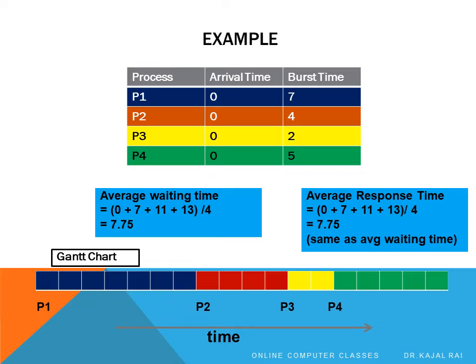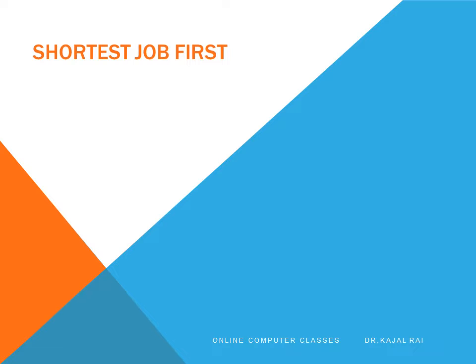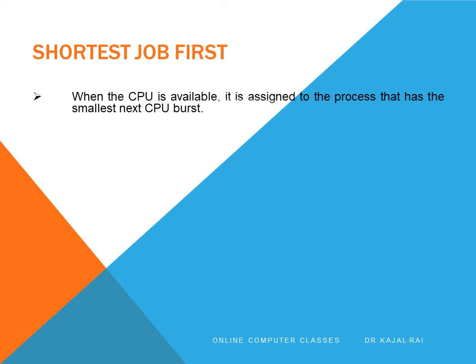That's it. And sometimes the waiting time is too long for some of the processes, as we can see that P4 has to wait till 13 seconds to get the CPU, and P3 also has to wait till 11 seconds, but it has to execute only for 2 seconds. So this is often long for some processes. Next, look at SJF, the shortest job first scheduling algorithm. When the CPU is available, it is assigned to the process that has the smallest next CPU burst.